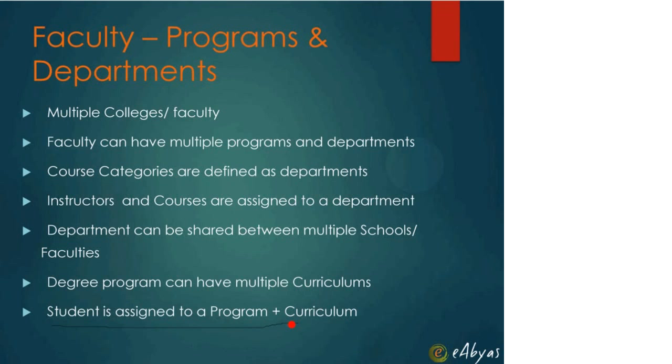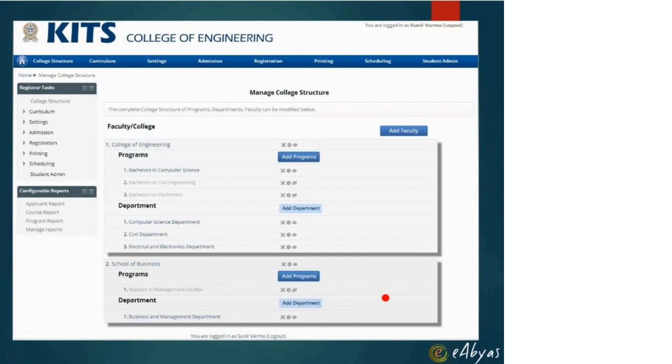I'll try to do the desktop sharing, but anyhow, I thought I should display the screenshots in case I have any problem with desktop sharing. So here is one of the screens where you can manage your college structure. I hope you are able to see this. Is it clear, or should I go to desktop sharing and show from there?